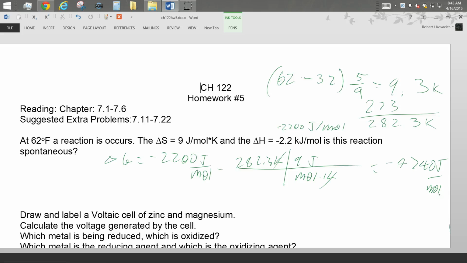Yeah, because the change in S is positive. It lost energy and it gained disorder. So it doesn't matter what the Fahrenheit temperature is, you could just say it's spontaneous, because entropy went up and enthalpy went down. But now we have a number associated with it.